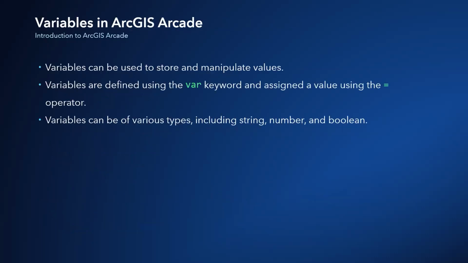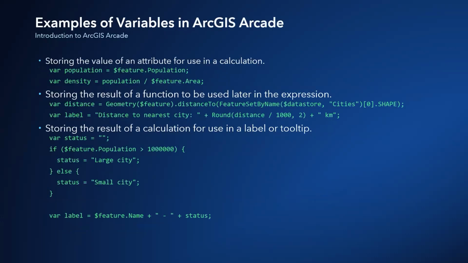Let's jump into variables. Variables can be used to store and manipulate values. Variables are defined using the var keyword and assigned using the equals operator. And variables can be of various types, including string, number, and Boolean. So we have some examples of variables in Arcade.